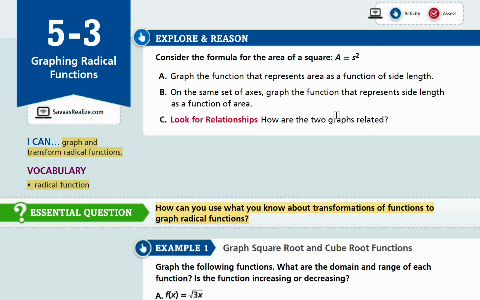Consider the formula for the area of a square. A equals s squared. Graph the function that represents area as a function of side length. So we already know that the area of the square would be side times side. So we're already familiar with this equation. So we're going to explore radical functions using this equation. First of all, we want to graph the function that represents the area as a function of side length.